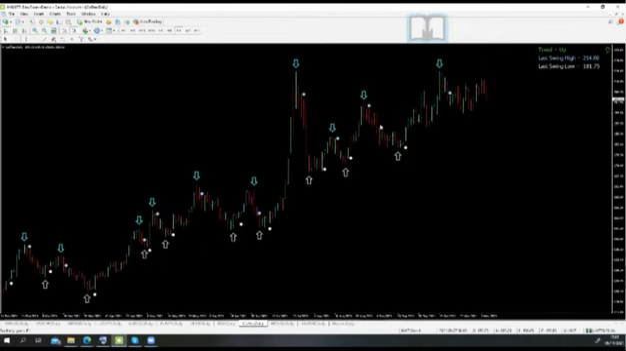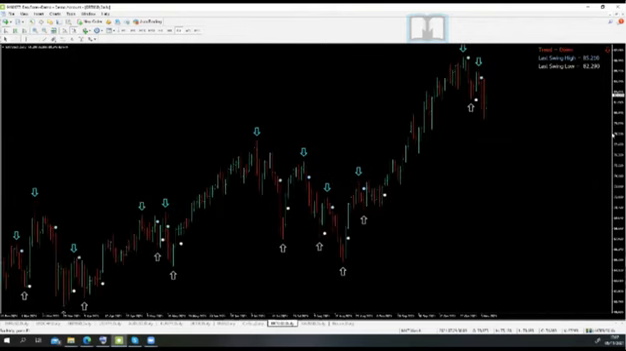Coffee, a little bit of consolidation going on in the coffee there. Strong move to the downside today. However, we're waiting for a move to the upside before we look at any opportunities going down on the coffee.